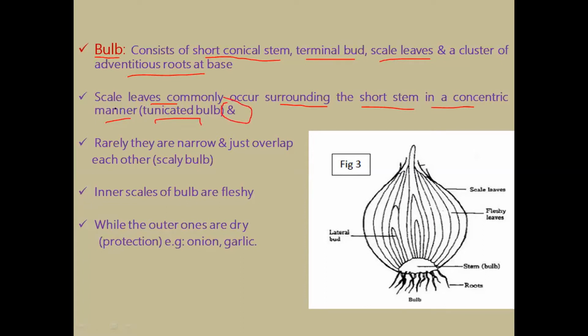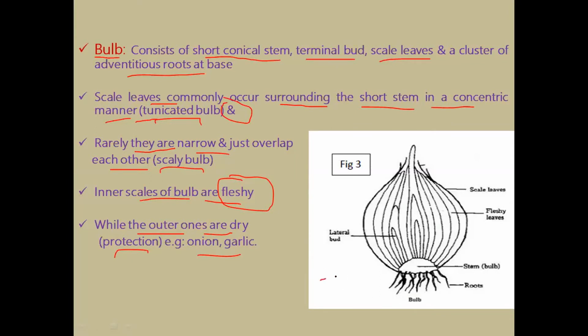So the scale leaves are found one after another. Rarely the scale leaves are narrow and just overlap each other. That type of bulb is known as scaly bulb. It is found in garlic. The inner scale leaves of bulbs are fleshy due to the storage of food, while the outer scale leaves are dry because it helps in the protection of the bulb. For example, this occurs in onion and garlic.